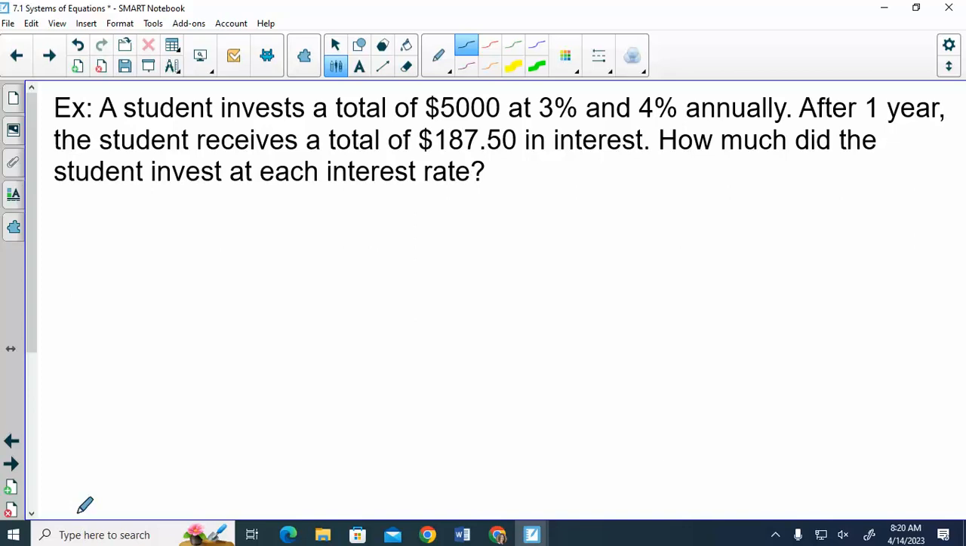So it says a student invests a total of $5,000 at 3% and 4% annually. After 1 year, the student receives a total of $187.50 in interest. How much did the student invest at each interest rate? So we need the amount at each rate. So those are my variables. So x can be the amount at 3%. And y would be our amount at 4%.